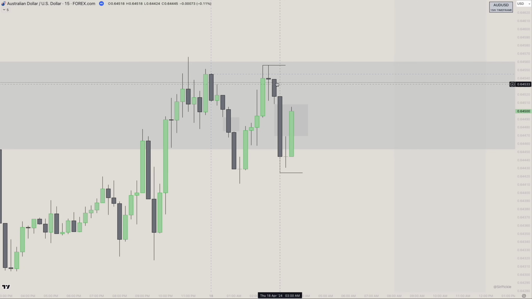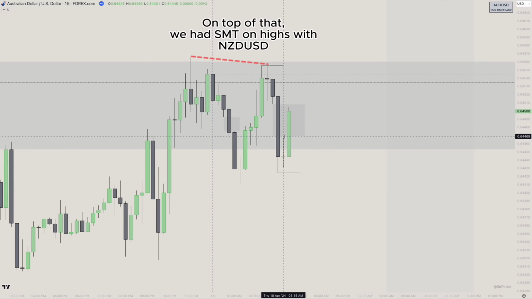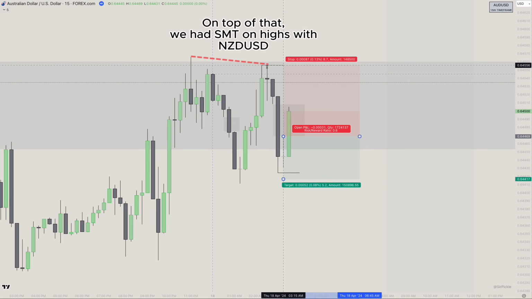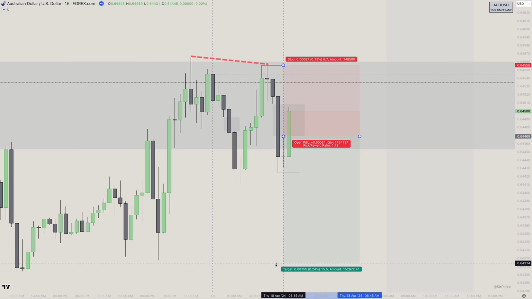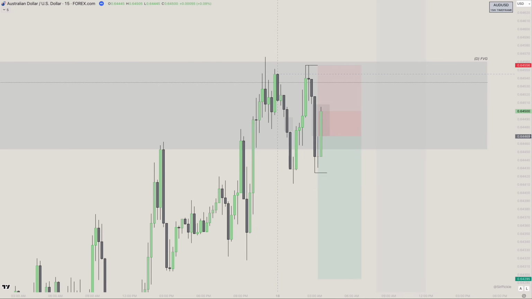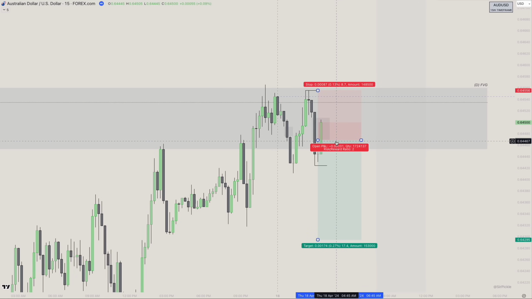Here's your first one, here's your second one, and this right here is already a valid entry. You can take stop loss at this short-term high, entry in that fair value gap, and then you can target a very simple and very strict 2R right there. And then that would have been your London session trade right here. So let's see how that would have played out.